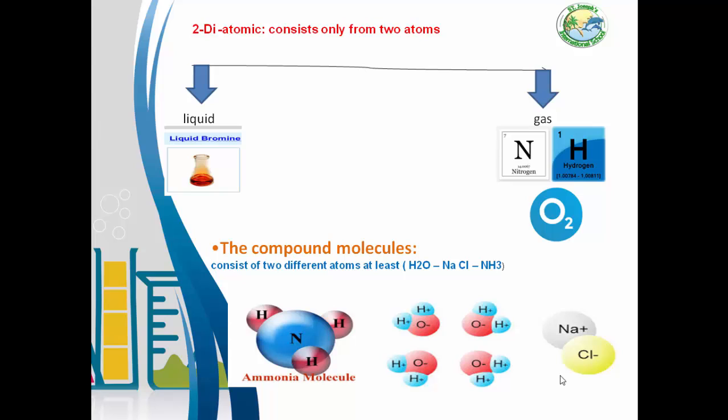Elements may be monoatomic or diatomic, like hydrogen, aluminium, sulfur. Compounds are like water, carbon dioxide, sodium chloride, calcium carbonate. We have many examples of compounds.